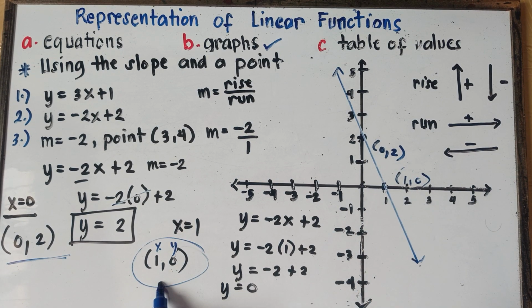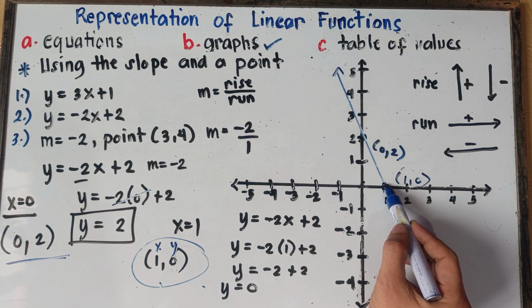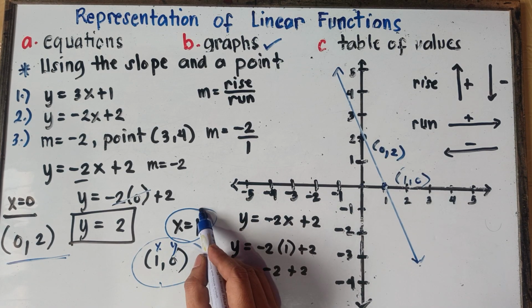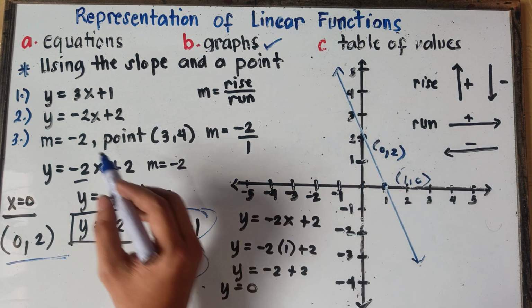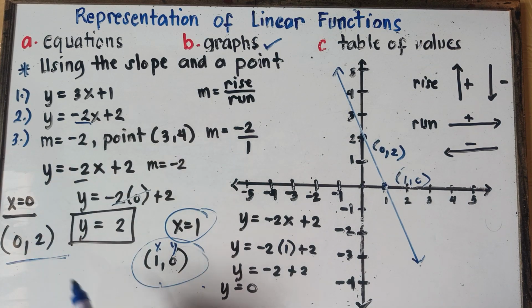x is positive 1 and then y is 0. You will pass on the straight line, class, if your x is positive 1. That's why I told you a while ago, you can choose any value for x. I'm sure, class, you will pass on the straight line because your slope is constant. That would be negative 2.